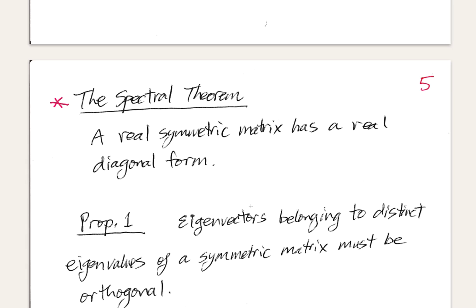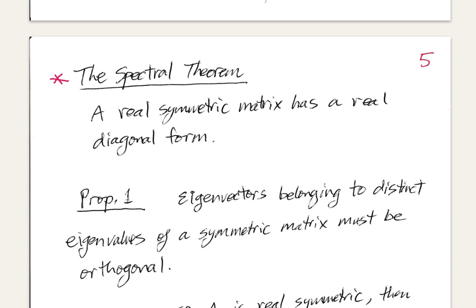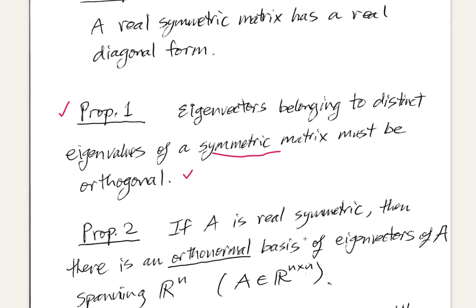Now, your book actually proves the following propositions that build up to the spectral theorem, so I'm not going to prove these like I did the previous theorem; you can go through those yourself. But let's talk about a couple of quick propositions. Proposition 1: eigenvectors belonging to distinct eigenvalues of a symmetric real matrix must be orthogonal.